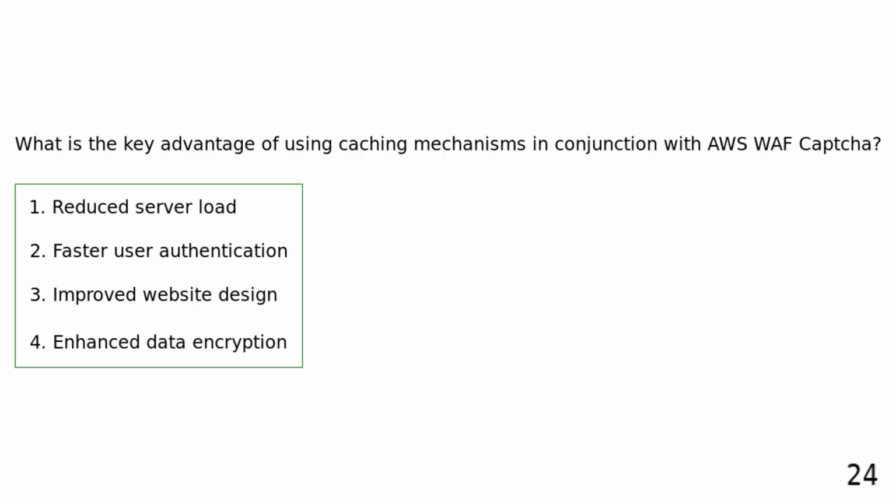What is the key advantage of using caching mechanisms in conjunction with AWS WAF Captcha? Reduced server load. Faster user authentication. Improved website design. Enhanced data encryption. Using caching mechanisms in conjunction with AWS WAF Captcha helps reduce server load by storing frequently accessed data temporarily, enhancing the performance of the Captcha challenges.